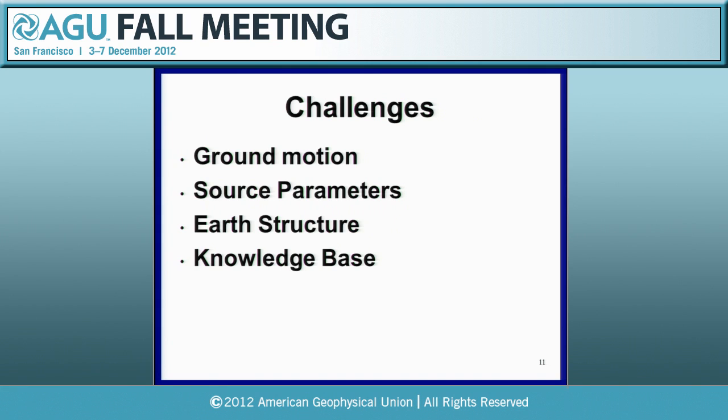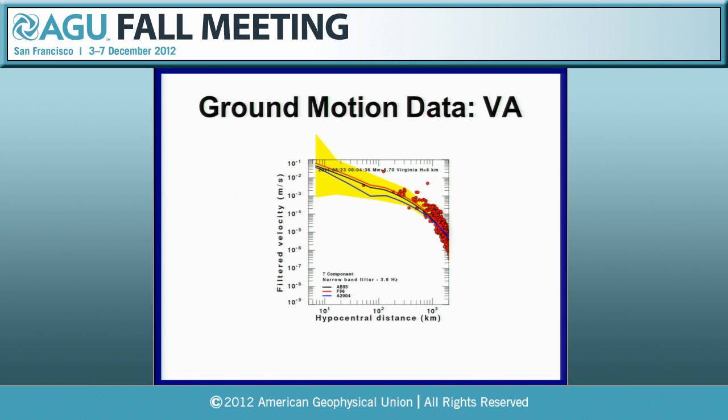We've got challenges with respect to ground motion, determination of source parameters, earth structure, and preservation of knowledge for the future. Next one, Randy. Ground motion, these are just broadband recordings from the Virginia earthquake as a function of distance. The important thing to notice is the lack of data at short distance. It's the lack of data at short distance that really is of concern to the engineers because they only care legitimately about ground motions at short distance, and we really don't have the basis to constrain ground motion at short distance with this particular data set.